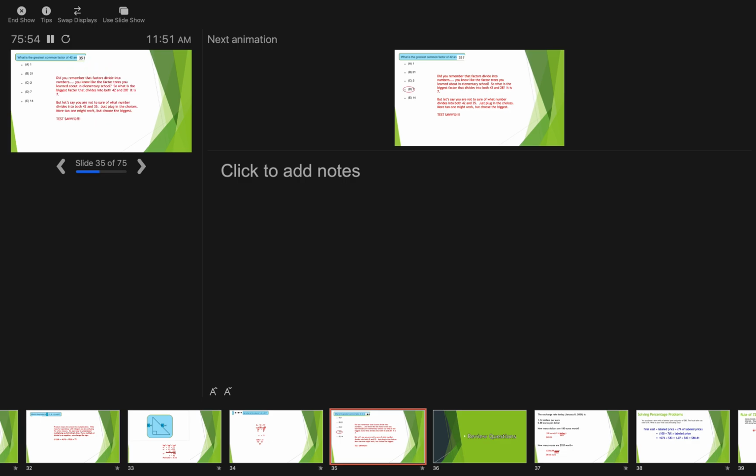Okay, do you remember the factors divide into numbers? Remember the factor trees in elementary school? You broke the number down, like the factors of 20: you break it down to 4 and 5. So 4 and 5 are the factors, and they divide into the 20. So what is the biggest factor that divides into both 42 and 28? Oh, I should have said 42 and 35. Sorry about that. It's going to be 7.